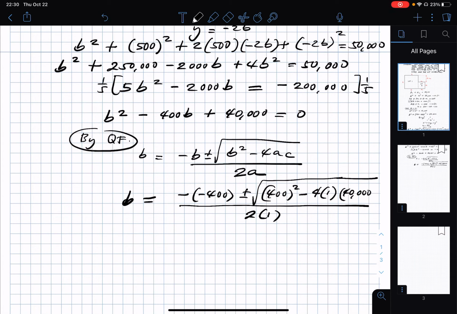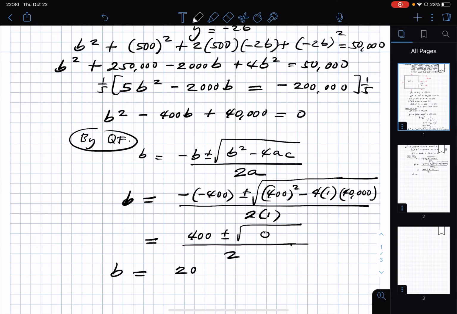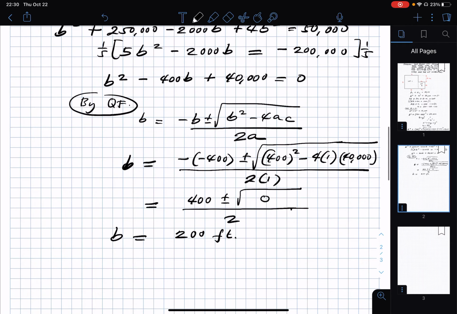Okay, by inspection, this will be positive 400 plus or minus. Okay, you have 2 here. We simplify it later. So by inspection, this is 4 times 40,000. That's 160,000. Okay, and 400 times 400 is 160,000. So this is 0. So the value of B is equal to 200 feet. Okay, so we got the value of B.